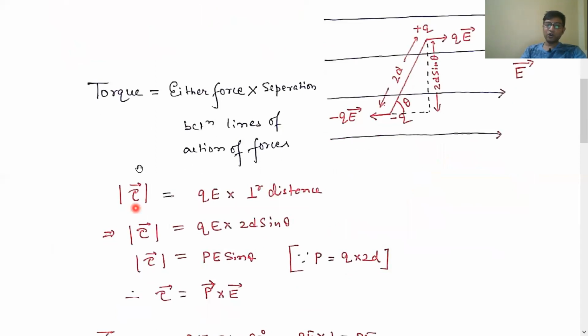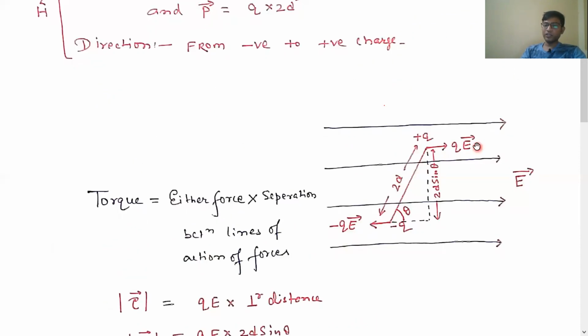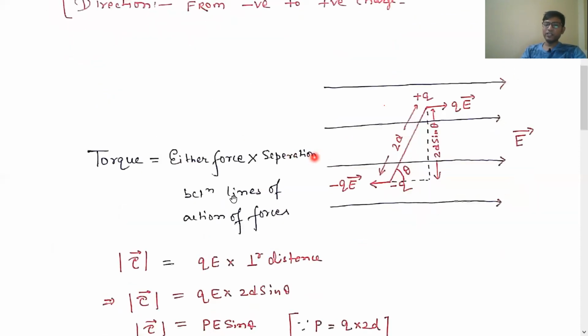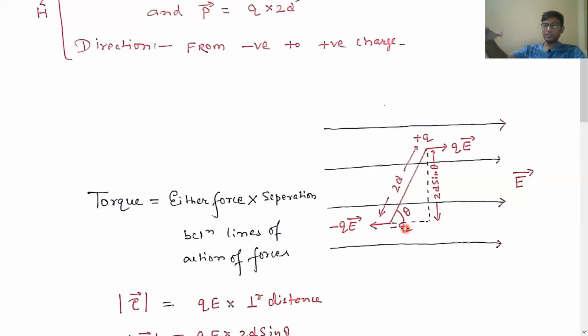So what is torque? Torque is equal to any one force, either minus q or plus q, times the separation between the lines of action of the forces. Here the lines of action of force are in the minus q direction and the plus q direction. But actually the separation between these two lines of action is 2d sine theta, where theta is the angle between the electric field and the dipole moment direction, and 2d is the separation between them.